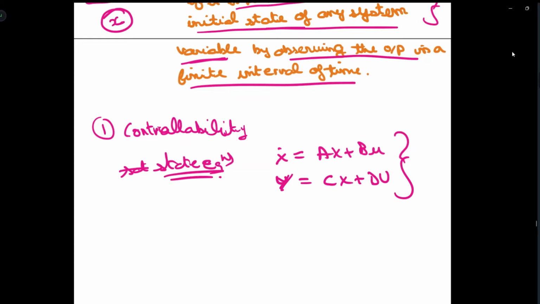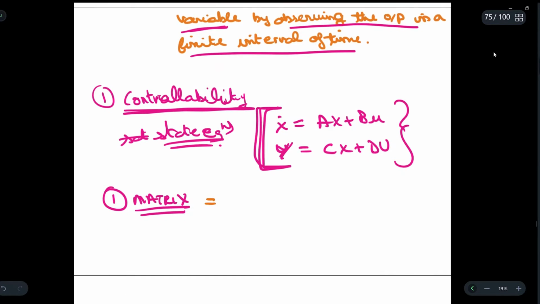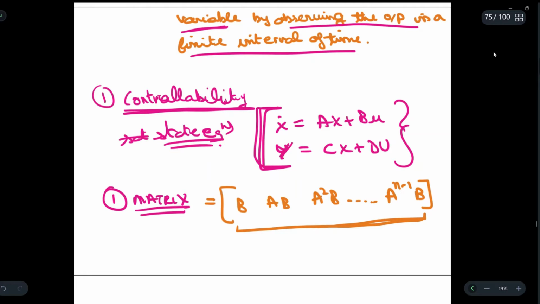Now if we have to find out the controllability of the state space analysis, then first of all we will find a matrix, which is given by B, AB, A squared B, until A to the power n minus 1 into B. This is the matrix that you will have to find in order to know whether your system is controllable or not.